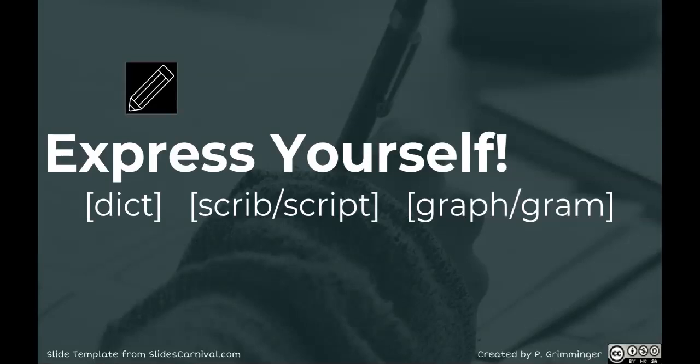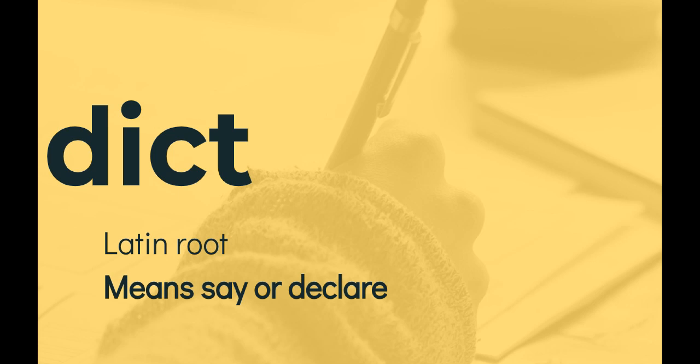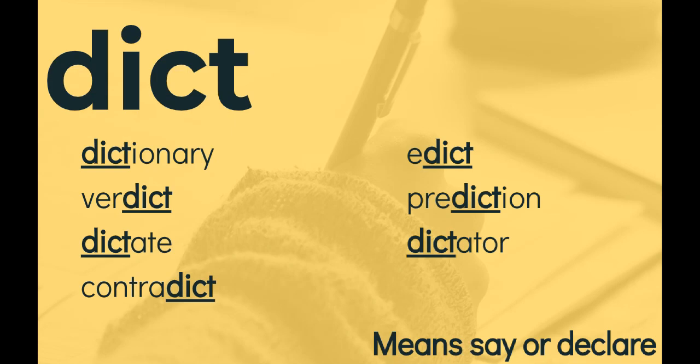List 5, express yourself. This is your introduction video. So your first root is dict, and this is a Latin root that means to say or declare. Your words with this root are dictionary, verdict, dictate, contradict, edict, prediction, and dictator.